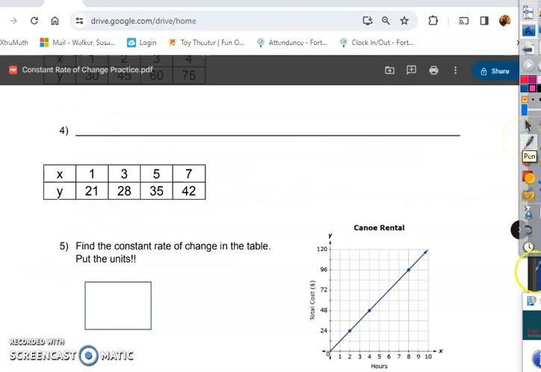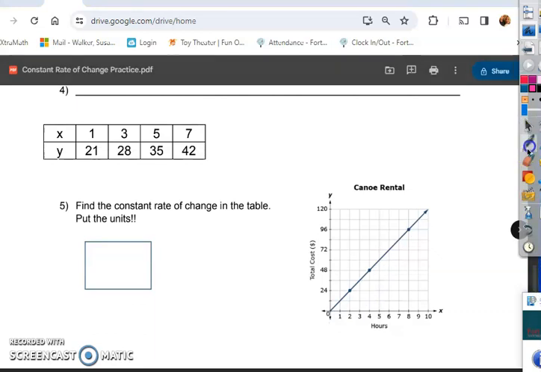Okay, now the last one gives us a table, okay? But what we can tell is it is proportional, okay? So not only is this m, it's also going to be k, okay? Now, we can do this a couple of different ways. I'm going to just show you. We can do something called rise over run, where we count it.